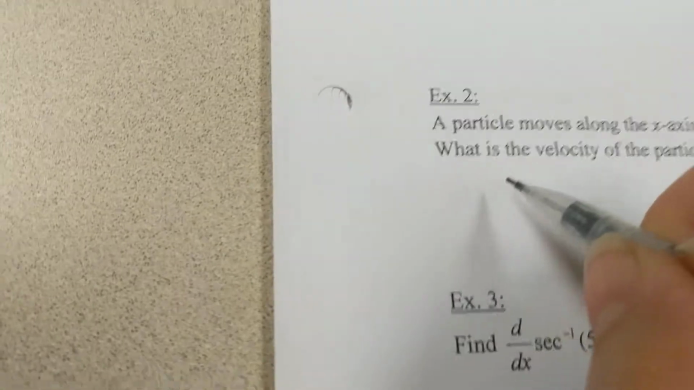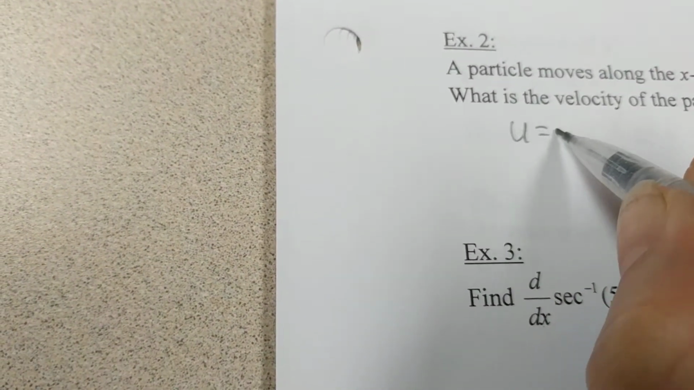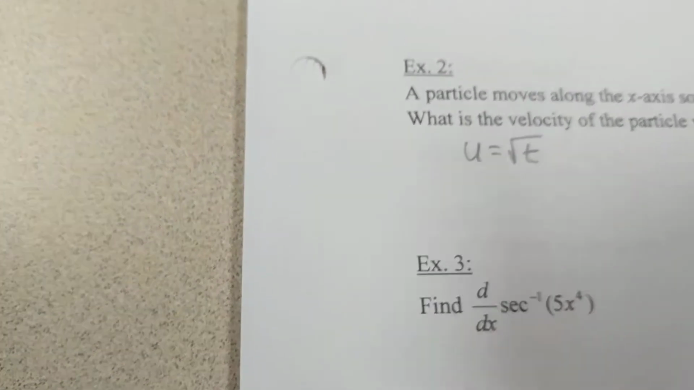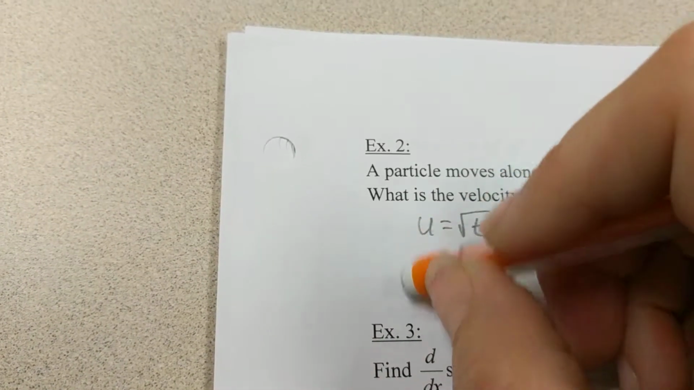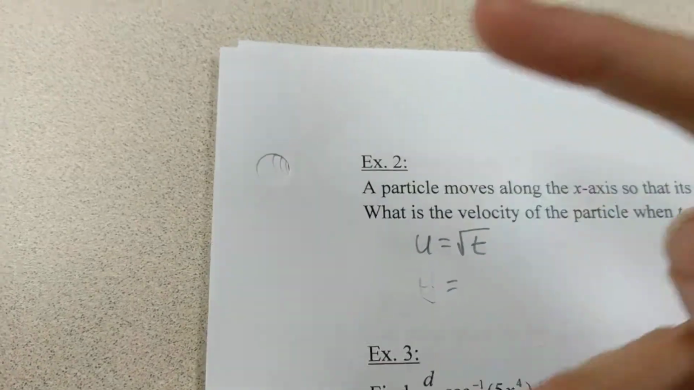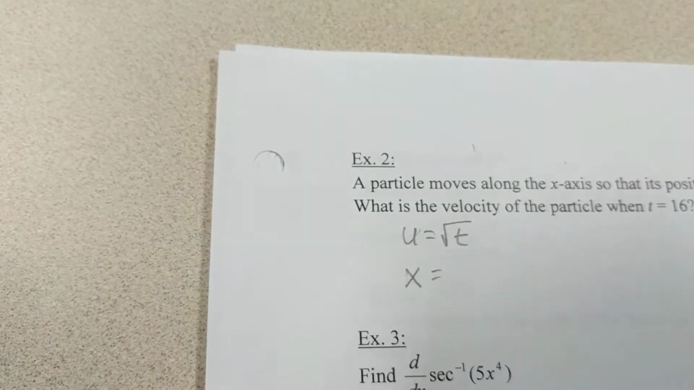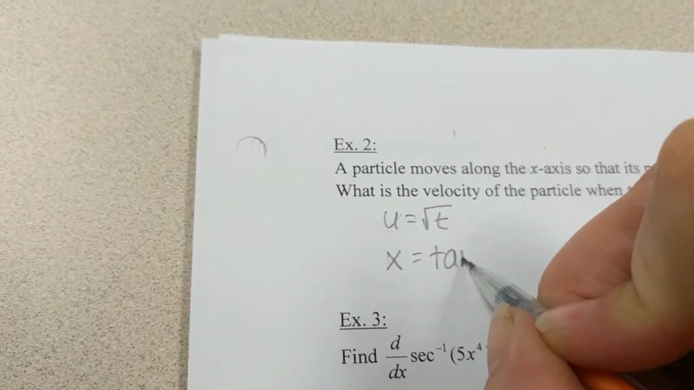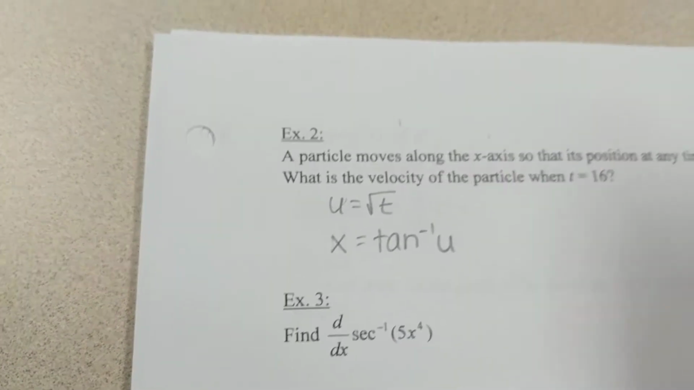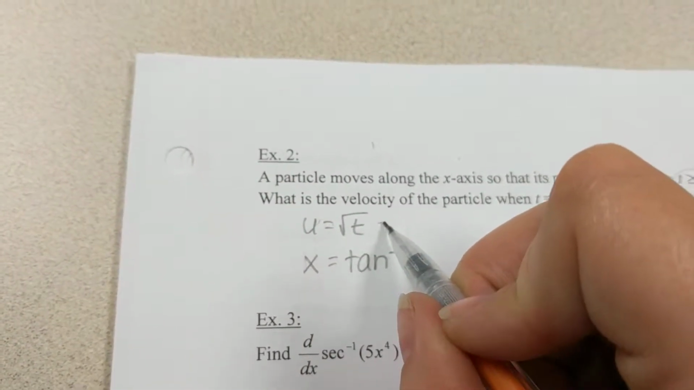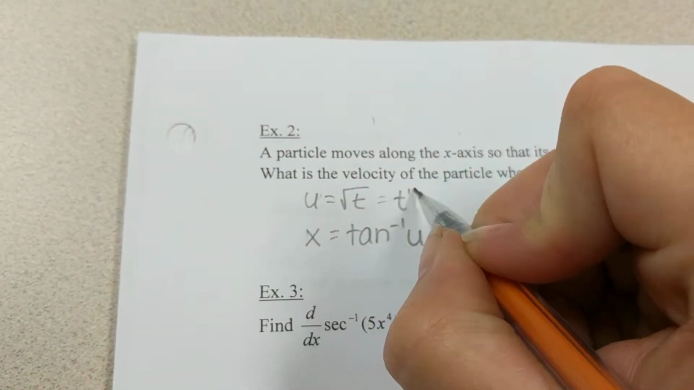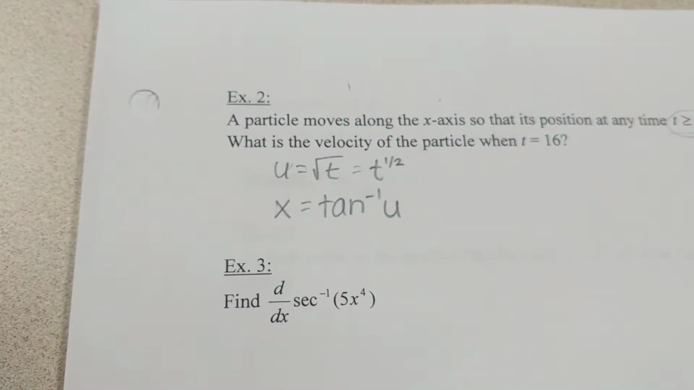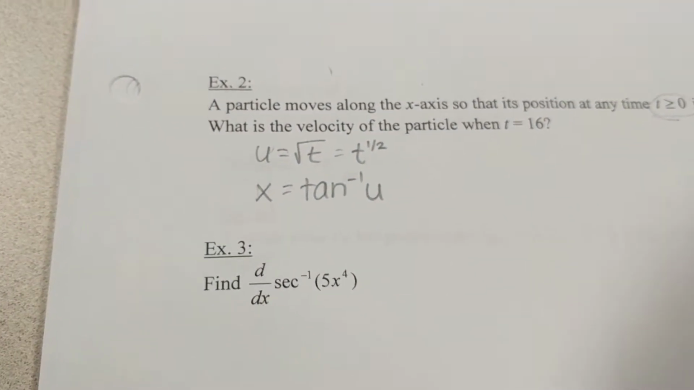So again, chain rule. Our inside function is square root of t. And then our outside function, and I guess we should call this x, so that we're sticking with the variables that they gave us, and we get inverse tangent of u. Now, square root of t, we haven't talked much about this one. That's the same thing as t to the 1/2 power. That's a lot easier to find the derivative of.